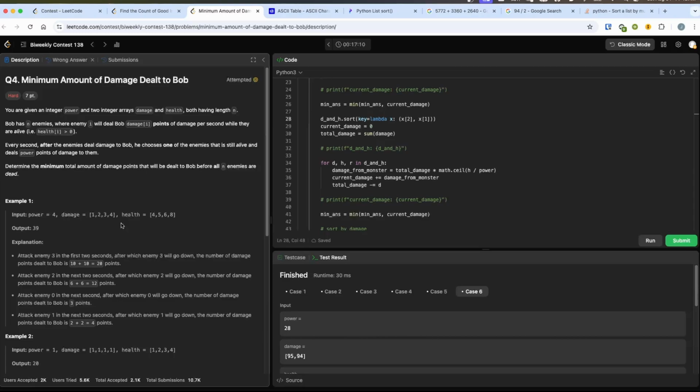Return the minimum total amount of damage points dealt before all enemies are dead.